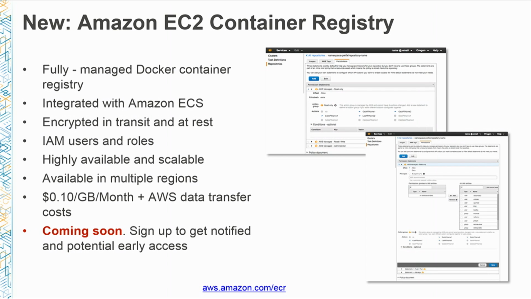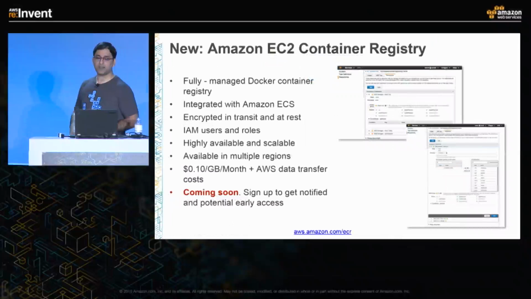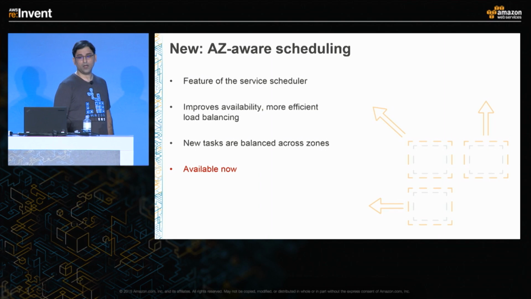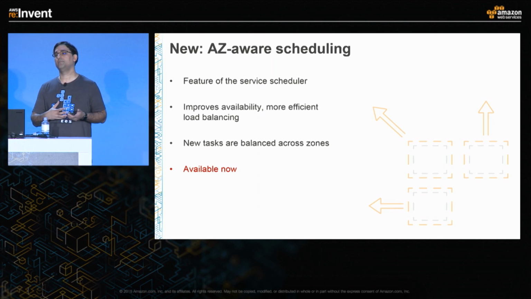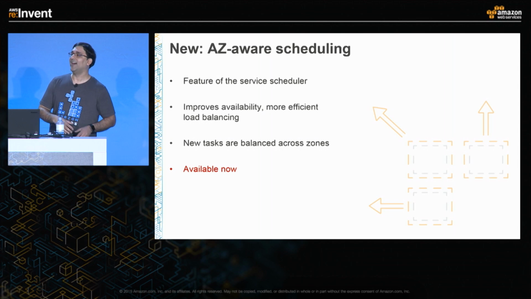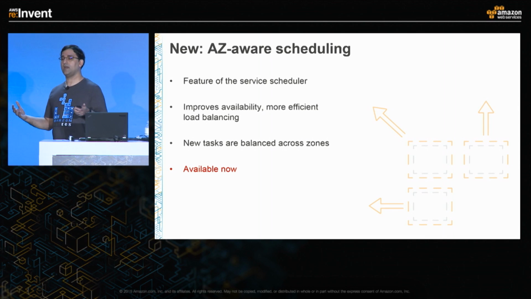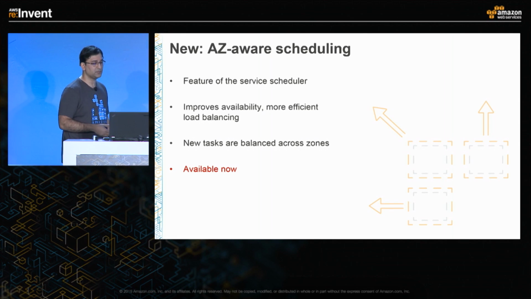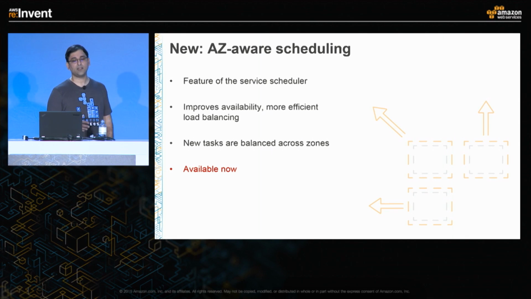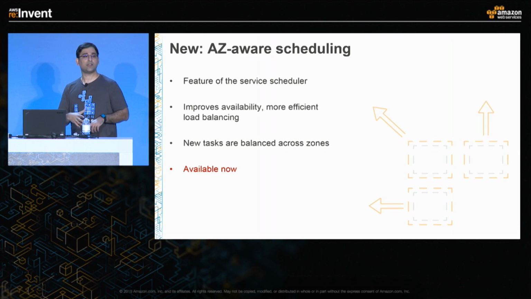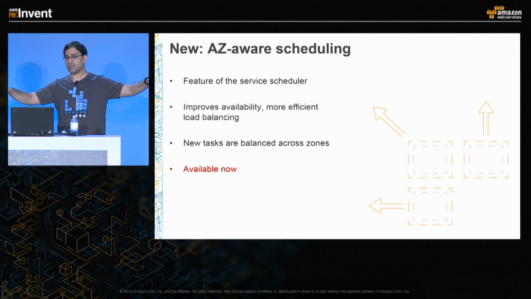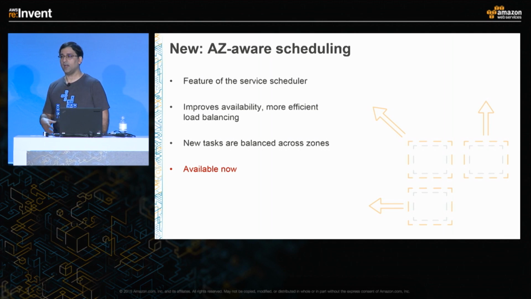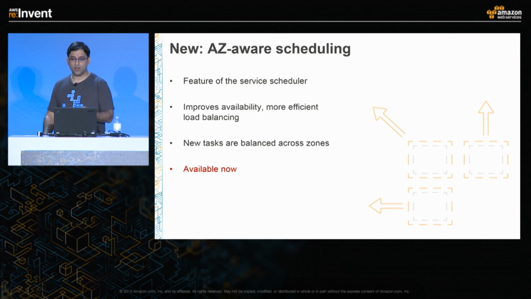So that was the main first one and sort of the new big feature that we announced today. The other one is AZ-aware scheduling. Essentially, till yesterday, our scheduler would randomly place new tasks across instances, even if you had instances in multiple availability zones. As of today, the scheduler will try and make sure that new tasks are launched in such a way that you have balanced tasks across AZs. It does it by default. And the main goal is to improve your availability and get more efficient load balancing. It's a commonly asked for feature, and you can use that right now.